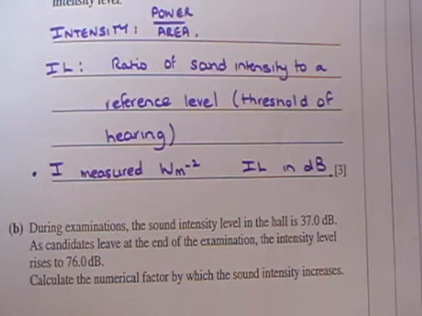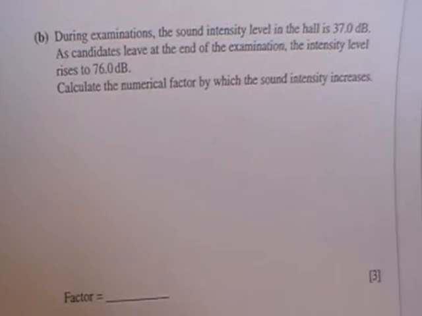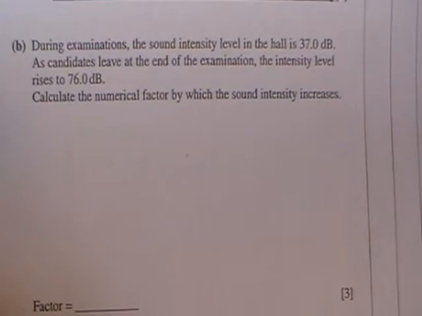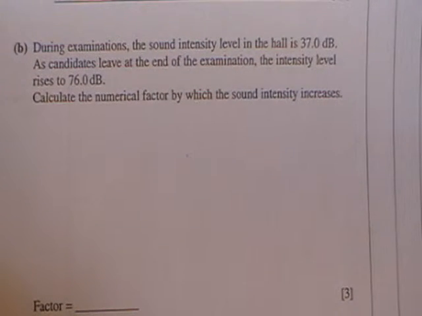Part B. During examinations, the sound intensity level in the hall is 37 decibels. As candidates leave at the end of the examination, the intensity level rises to 76. Calculate the numerical factor by which the sound intensity increases.